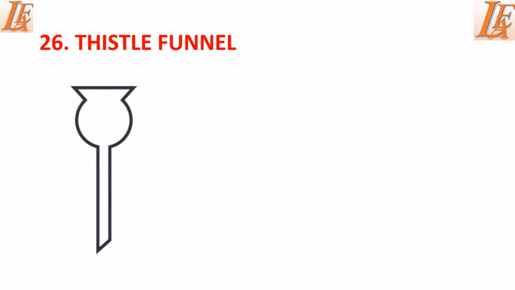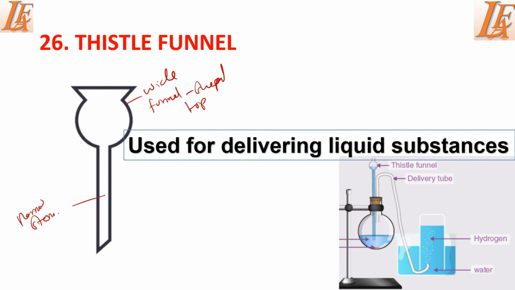A thistle funnel is a long glass tube with a wide funnel-shaped top and a narrow stem. So if you want to identify a thistle funnel, it has a very wide, funnel-shaped top, and then it has a very narrow stem, and it is used for delivering liquids carefully into the reaction vessels during experiments.